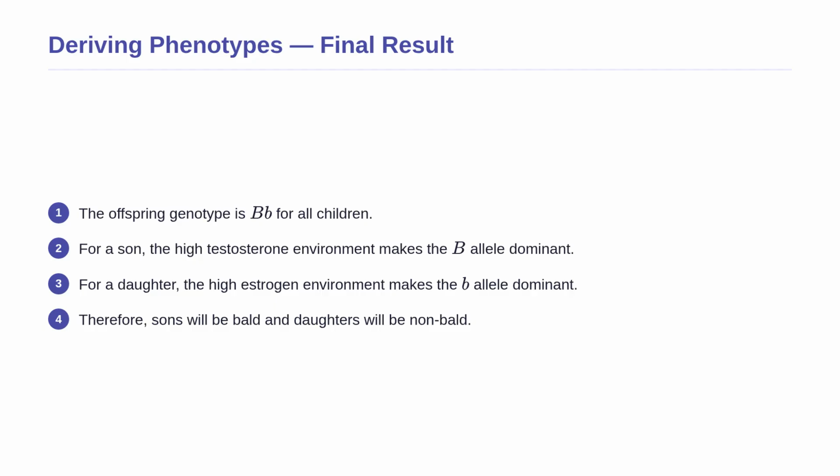This chunk of our derivation establishes how the exact same genes create different traits. For a son, the internal environment is high in testosterone. This specific chemical environment interacts with the genes, making the capital B allele act as dominant. As a result, the son will be bald. However, for a daughter, the environment is high in estrogen. This causes the dominance to flip, making the lowercase b allele dominant instead. Therefore, the daughter will be non-bald.